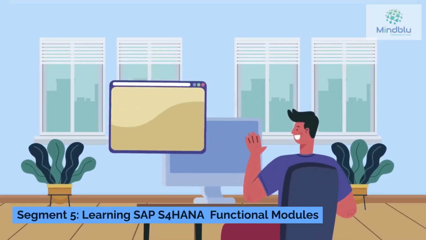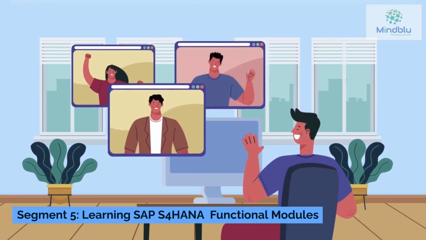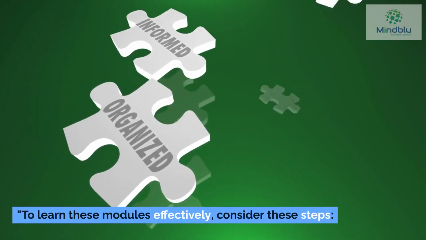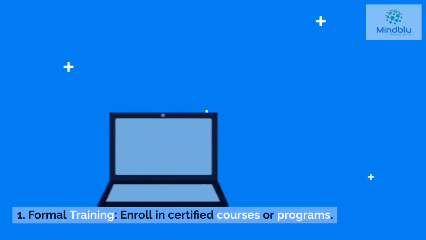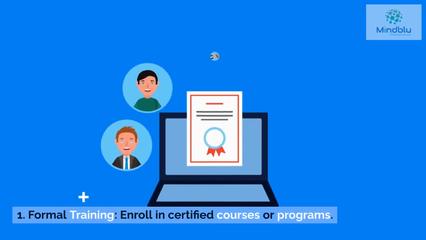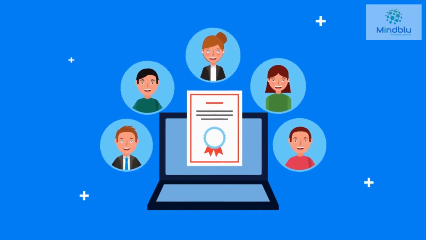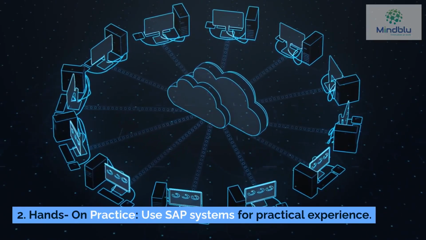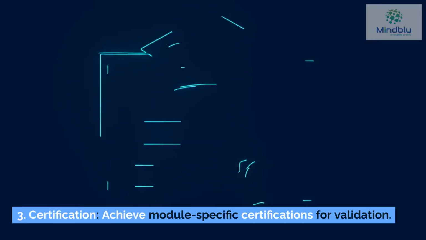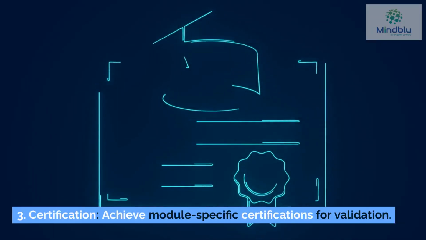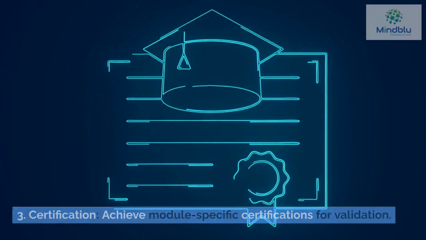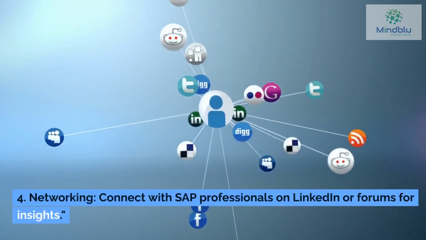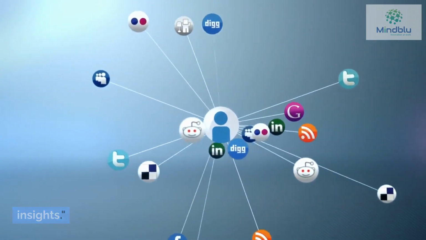Segment 5: Learning SAP S4HANA Functional Modules. To learn these modules effectively, consider these steps. 1. Formal training. Enroll in certified courses or programs. 2. Hands-on practice. Use SAP systems for practical experience. 3. Certification. Achieve module-specific certifications for validation. 4. Networking. Connect with SAP professionals on LinkedIn or forums for insights.